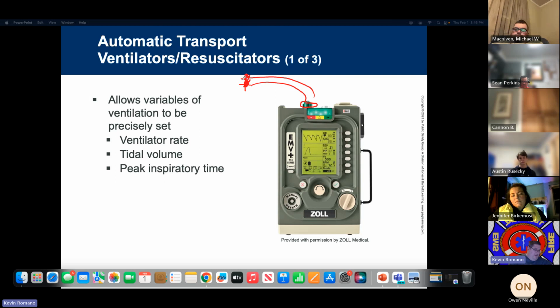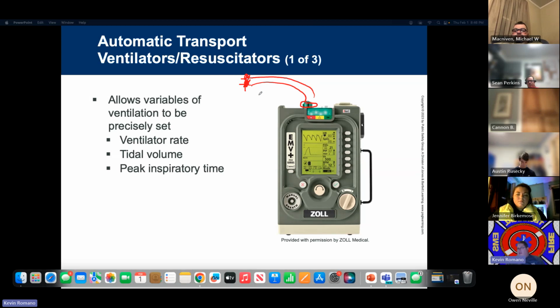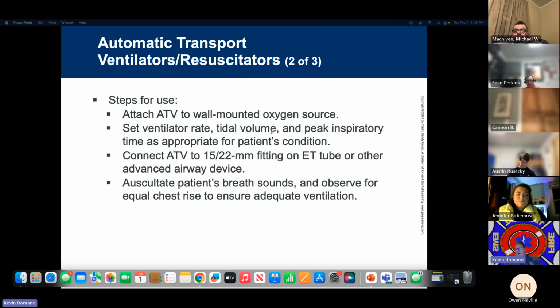And that connects directly into the wall of the ambulance. Or they'll have a pigtail coming off an oxygen bottle, and that'll connect two quick connects together like this, and they'll connect in place. All right.